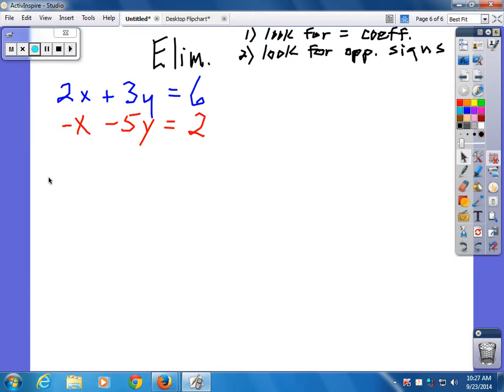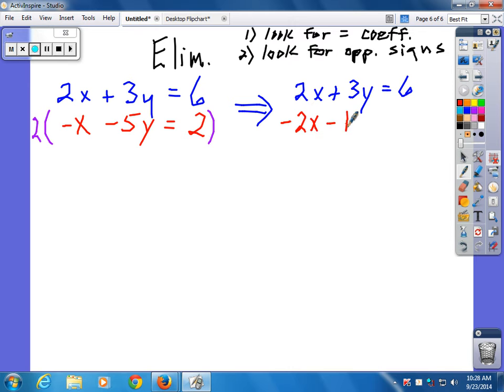So I'm going to take my handy dandy purple marker and I'm going to multiply this by 2. And when I do, my blue is 2x plus 3y is equal to 6. And then my red becomes what? Negative 2x minus what? 10y is equal to what?